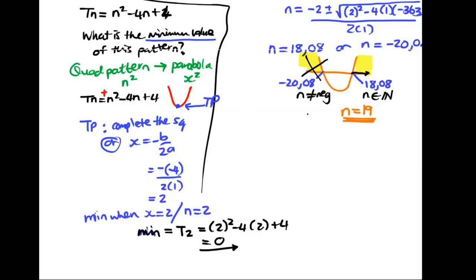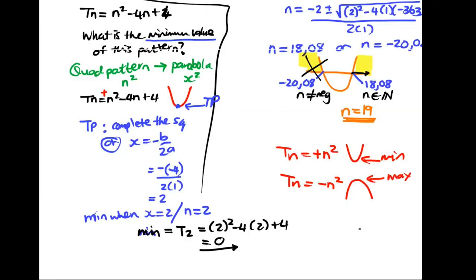So this is often how we then bring in functions, in other words, the parabola, with our quadratic number patterns. So if you have a Tn which has a positive n squared, it would look like this, and it would have a minimum. If you had a Tn that was a negative n squared, it would look like this, and in that case, it would have a maximum. But regardless of whether it has a minimum or a maximum, you would always use the turning point, because that is where we find the minimum or the maximum.